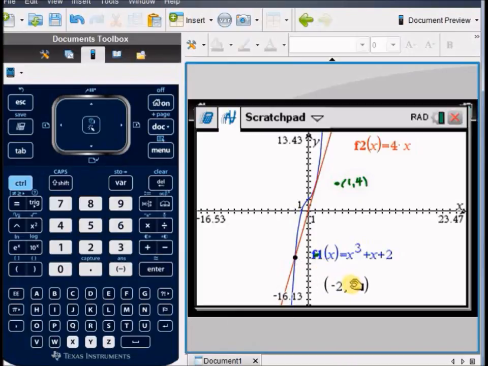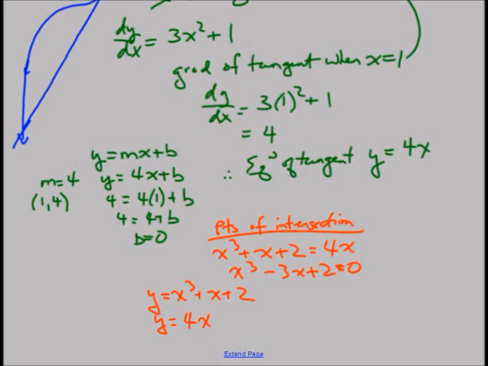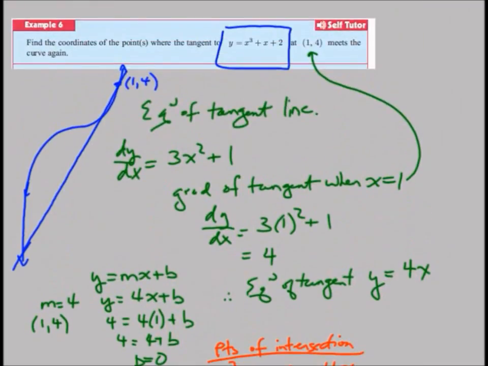There's the numbers, let's grab it so we can see it. -2, -8. The question asked us, find the coordinates of the points where the tangent to that function at 1, 4 meets the curve again. So the answer is -2, -8.